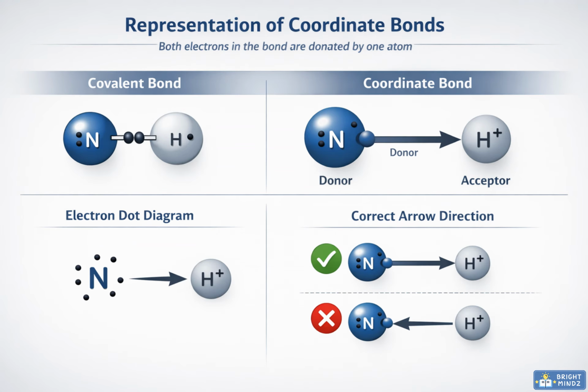When you represent a coordinate bond, begin by identifying the donor, the atom with the lone pair. Then identify the acceptor, the electron deficient atom or ion. Draw the bond with an arrow starting at the donor and pointing toward the acceptor. The arrow shows that both shared electrons came from one atom. In electron dot diagrams, those two electrons should also be shown as belonging originally to the donor. For ICSE answers, always check the arrow direction.